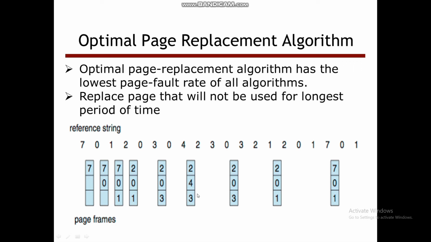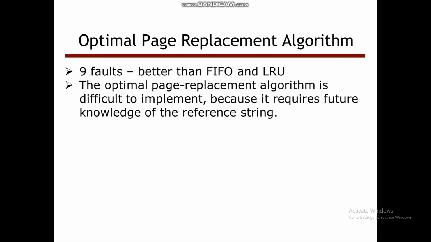And we can see that the page fault rate is only 9. So in the FIFO case, it was 15. In LRU, it was 12, and now it's reduced to 9. So this is better than FIFO and LRU, but it is not used frequently because it is difficult to implement. This algorithm, as we had seen, requires future knowledge of the reference string, which is very difficult to extract. So it is very difficult to implement.